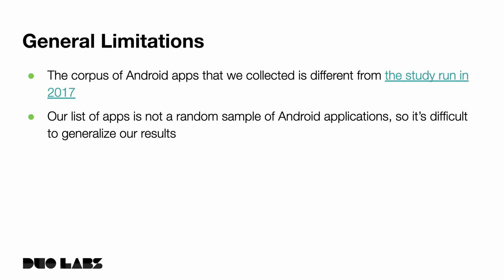The next thing we want to say is to be very careful about generalizing our results, because this was not a random sample of Android apps. This was a curated list of very popular Android apps. So maybe there is some correlation between the use of SafetyNet and popular apps. They may not pervade the entire Android ecosystem. We just want to put that caveat out there.